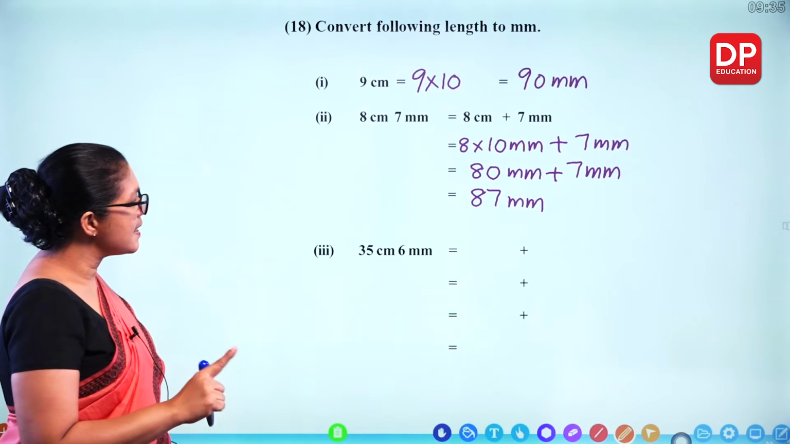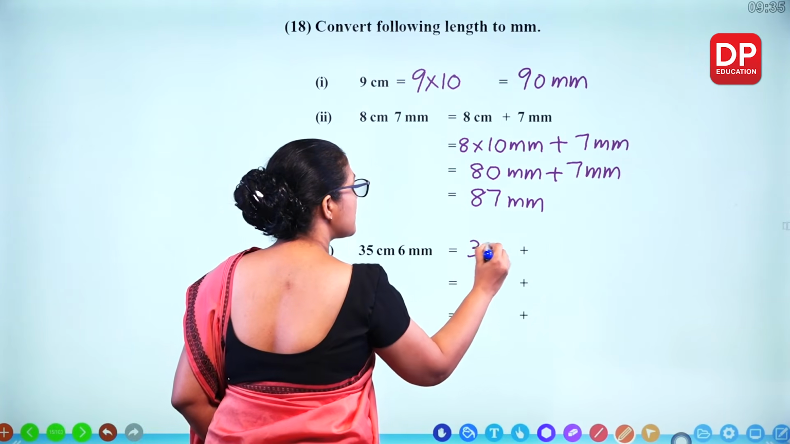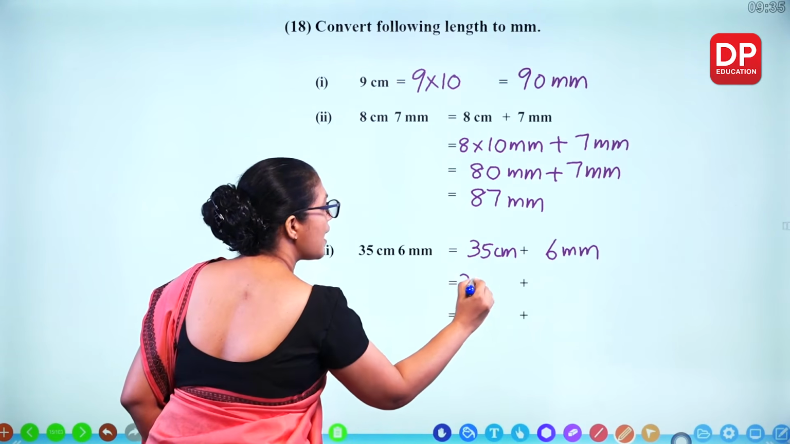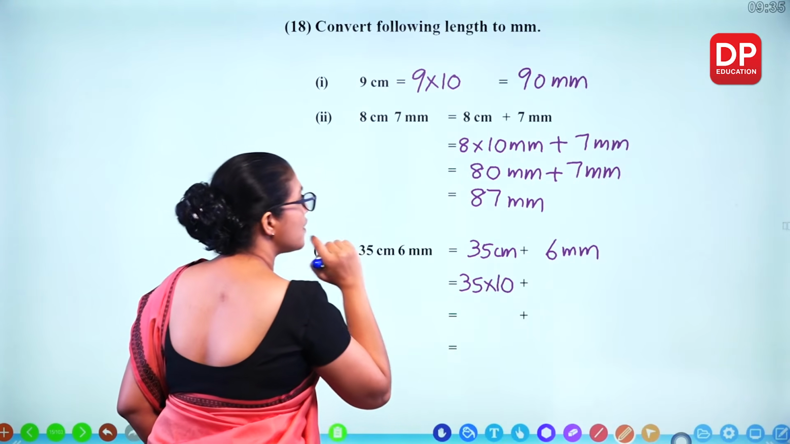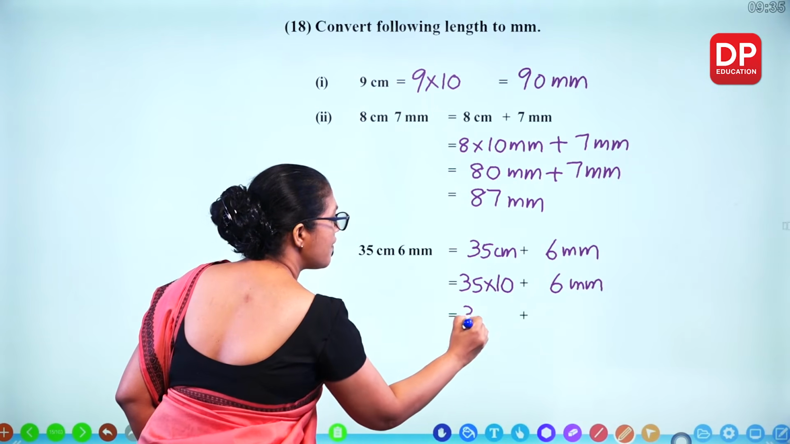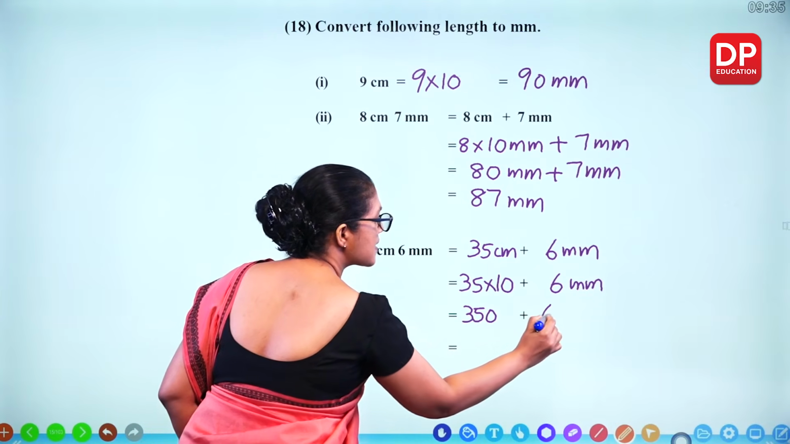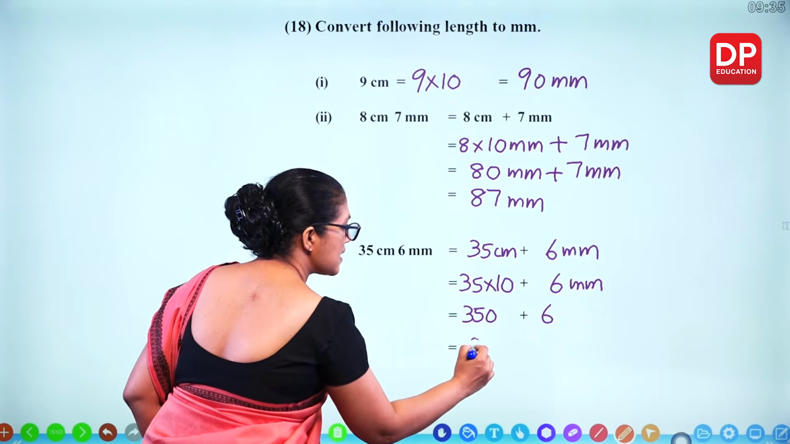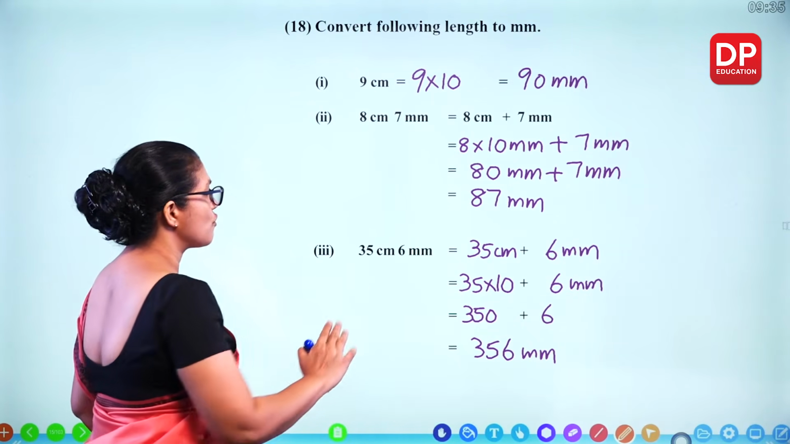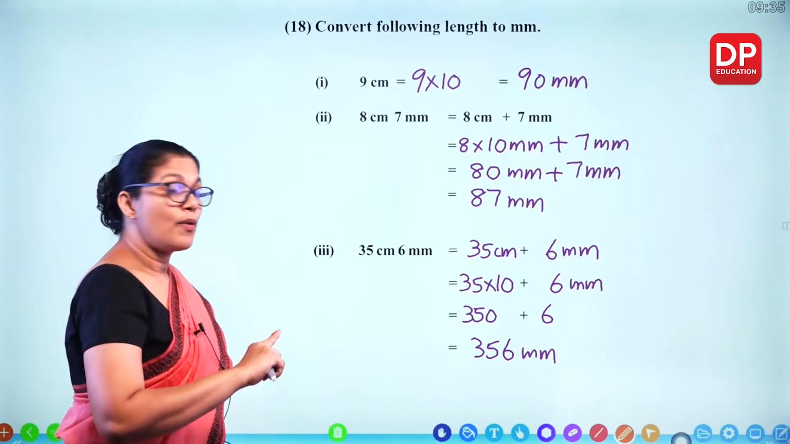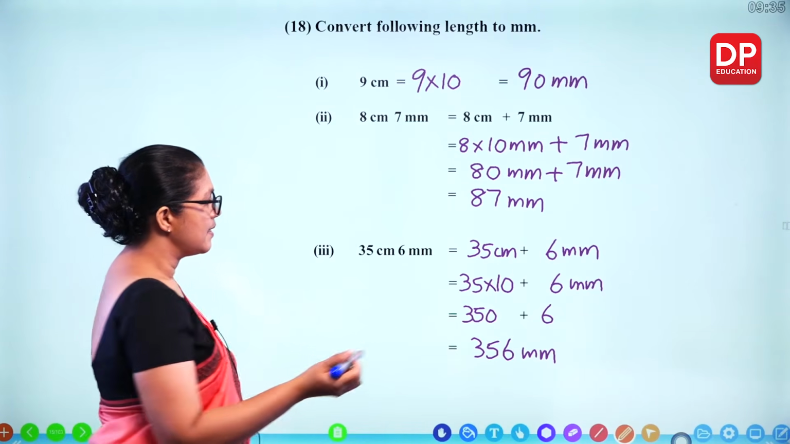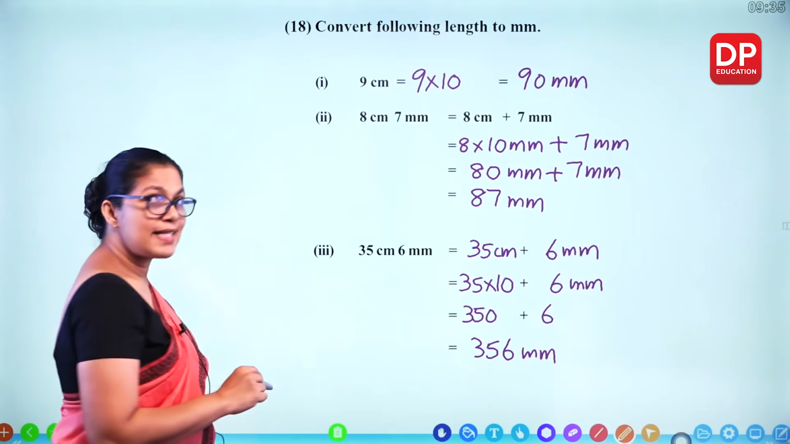35 centimeters and 6 millimeters. So 35 centimeters and 6 millimeters, we can separate it. This one I can multiply by 10 to convert to millimeters. This is 6 millimeters. So 350 plus 6, all in millimeters, 356 millimeters. So you can keep millimeters there, and only centimeters you can translate to millimeters by multiplying by 10.